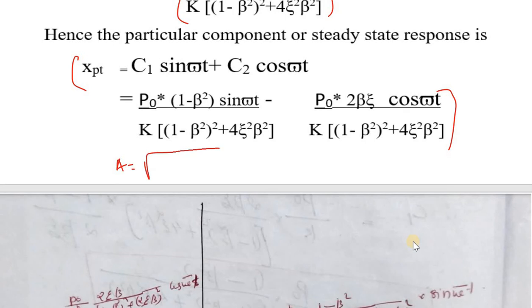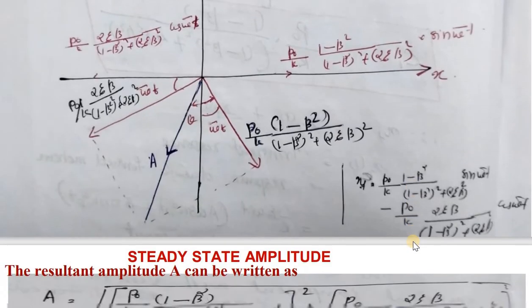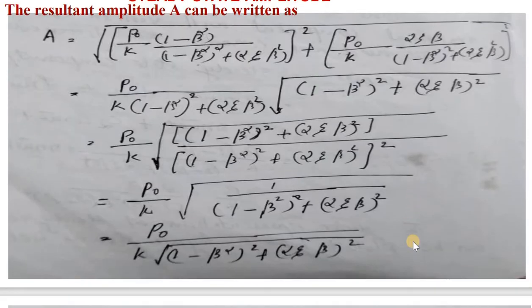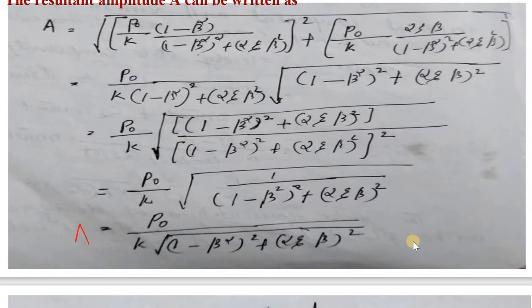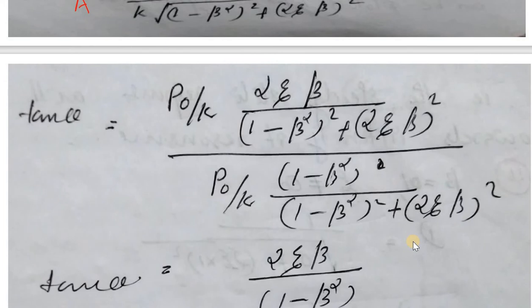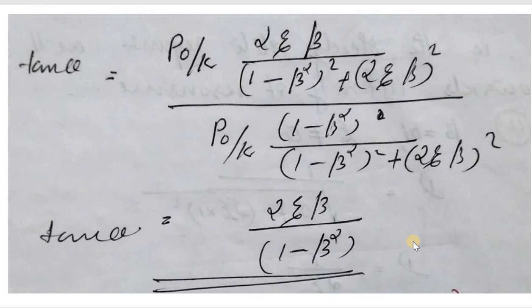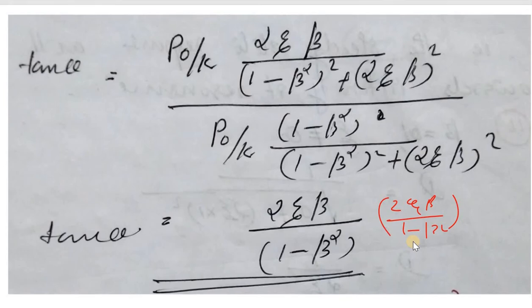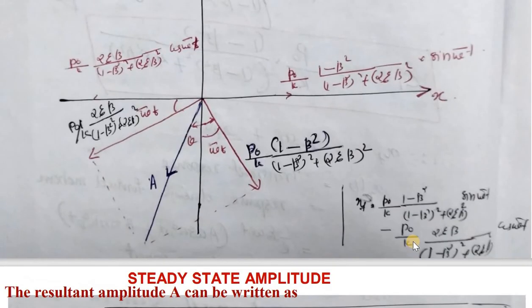Amplitude will be the root of this term squared plus the square of these terms. That is what is written here, and I will get this value. Amplitude is equal to P0 by K into the root of the top term. You simplify, and this will be my amplitude. And the phase will be like this: it will be 2 theta beta by 1 minus beta square. This is my phase.